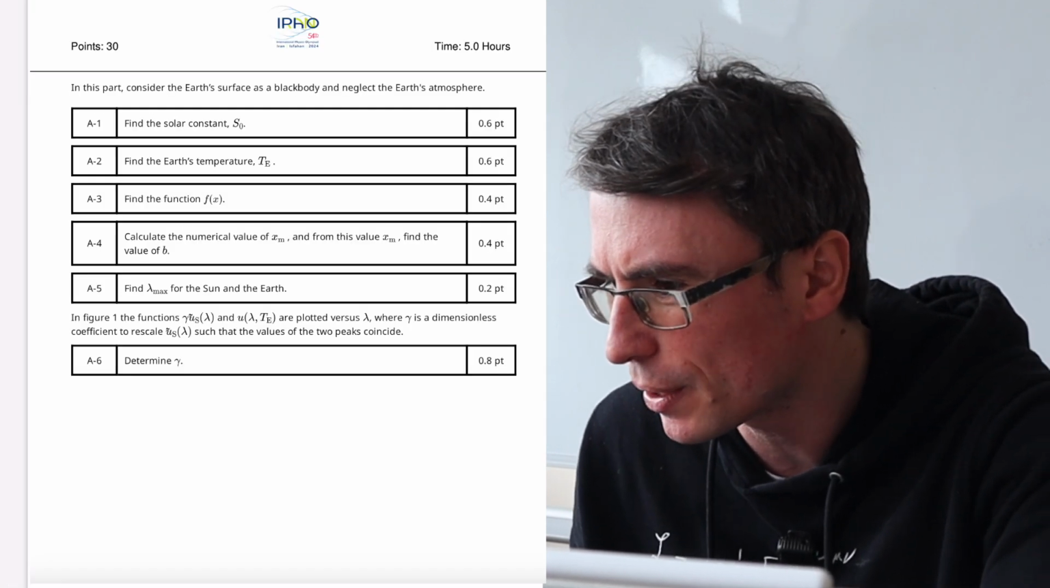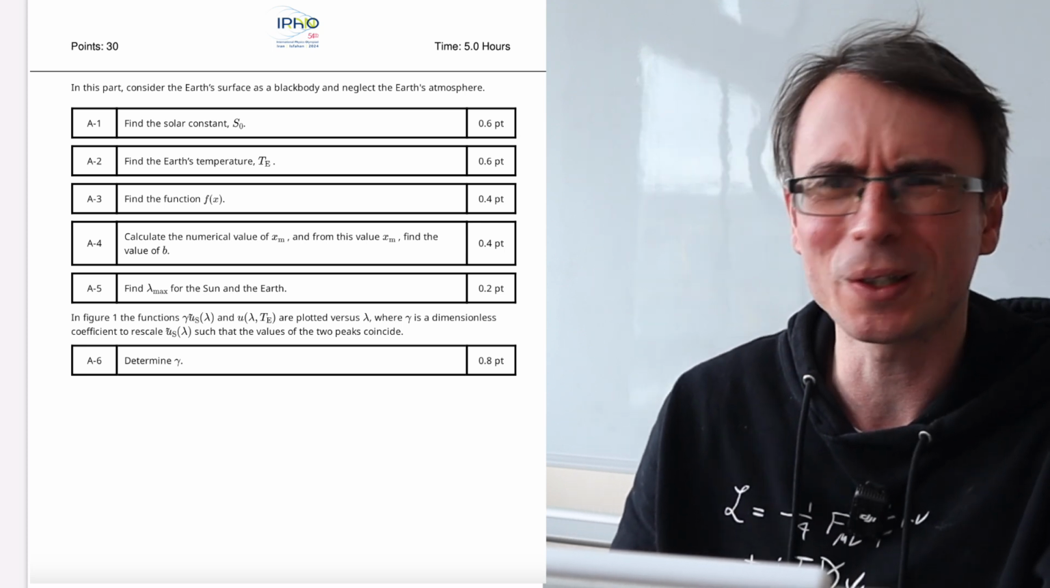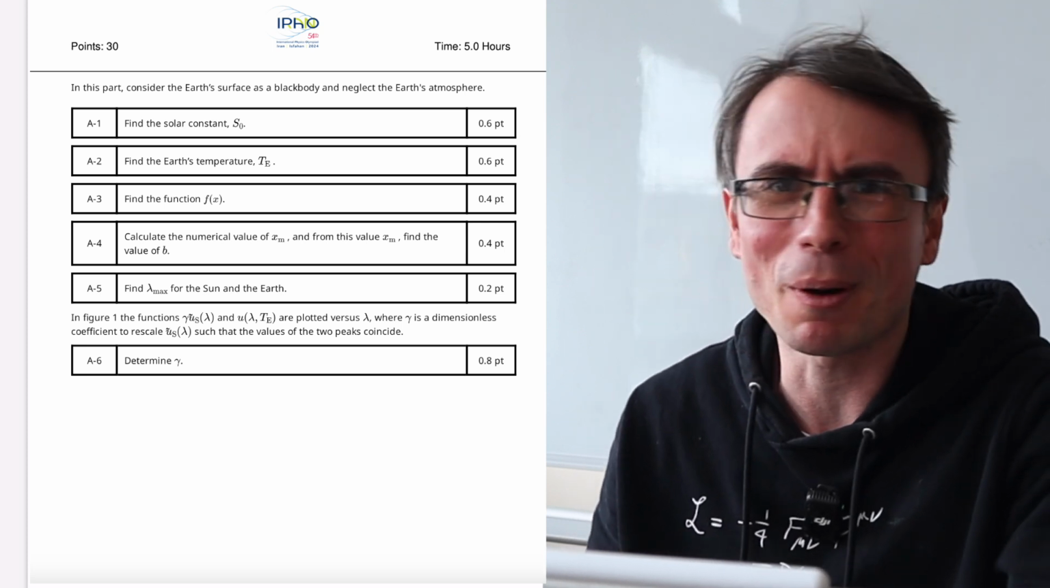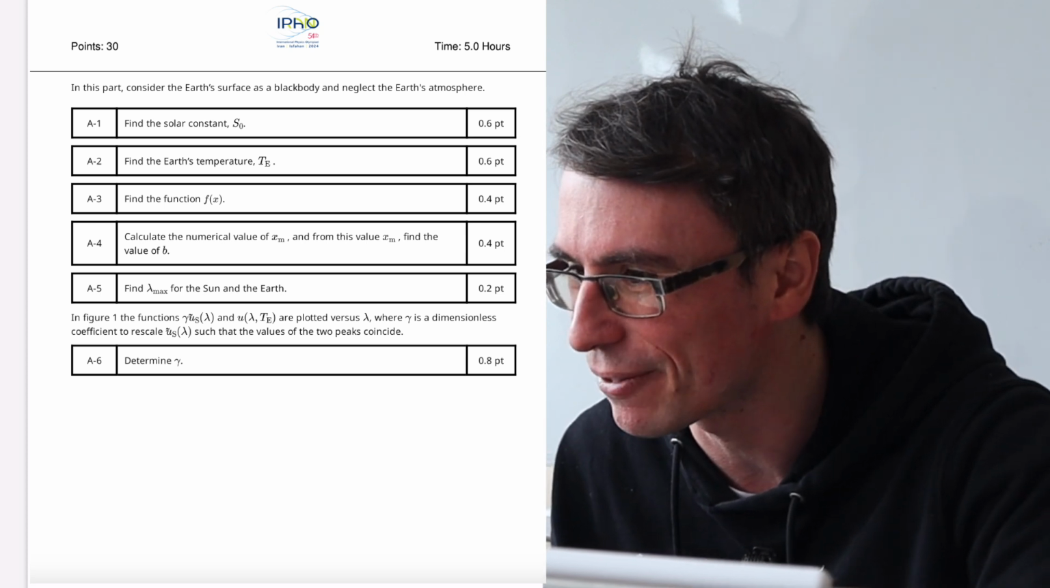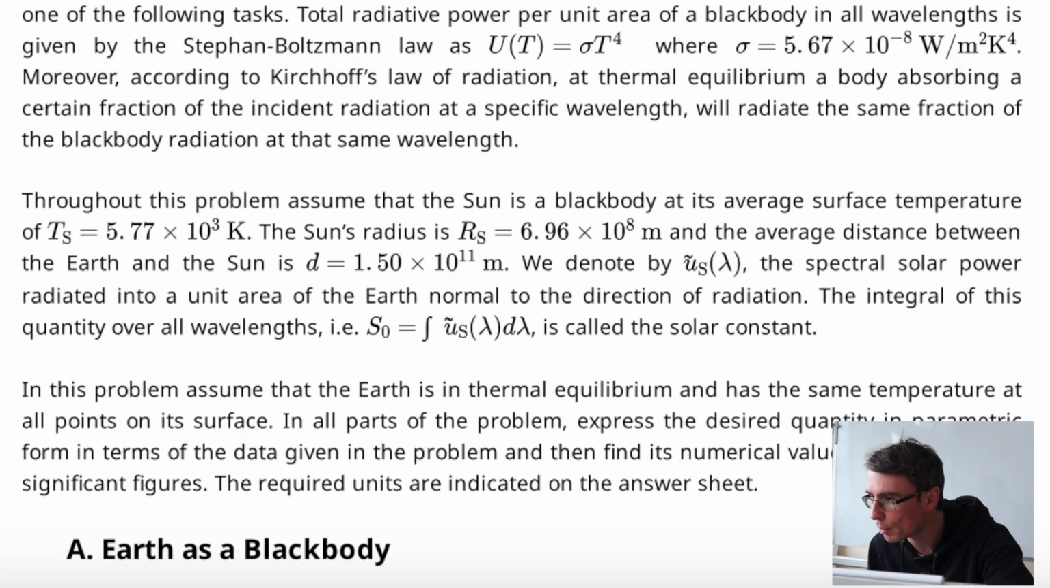Now let's see what the first question is asking us. A1, find the solar constant S0. We probably skipped somewhere in the question where this is defined. Throughout this problem, assume that the sun is a black body at its average surface temperature. The sun's radius is this much. We're given the astronomical unit over here.